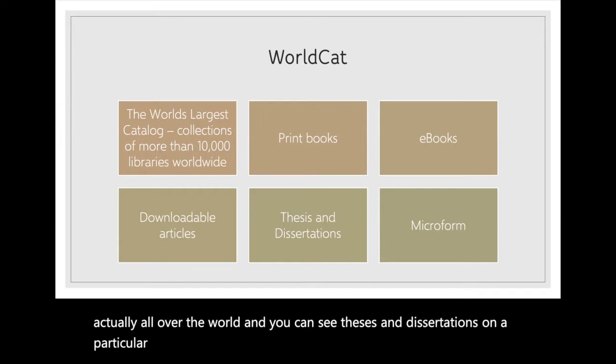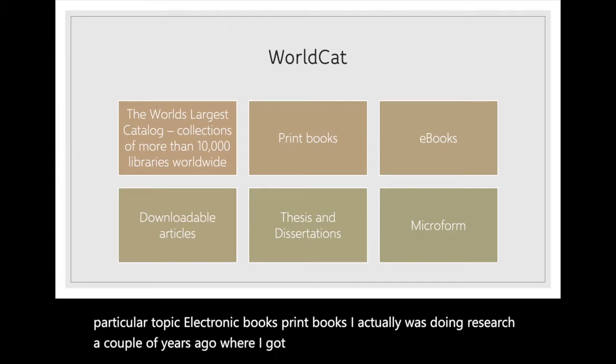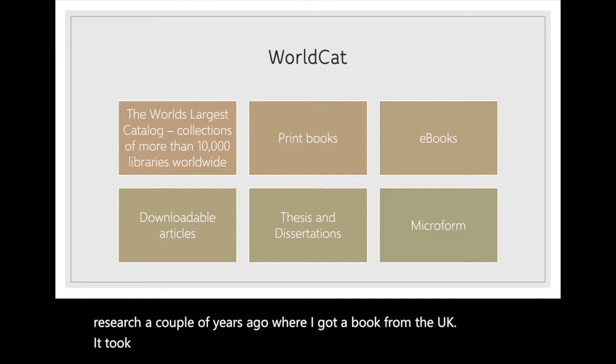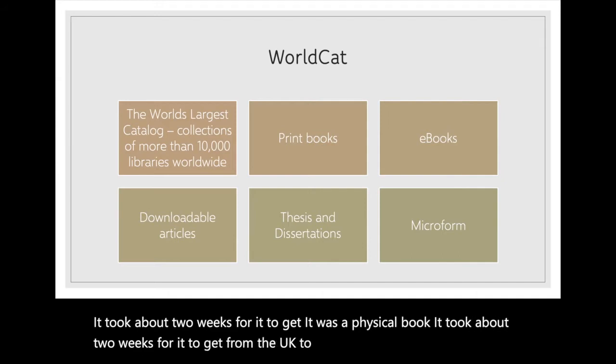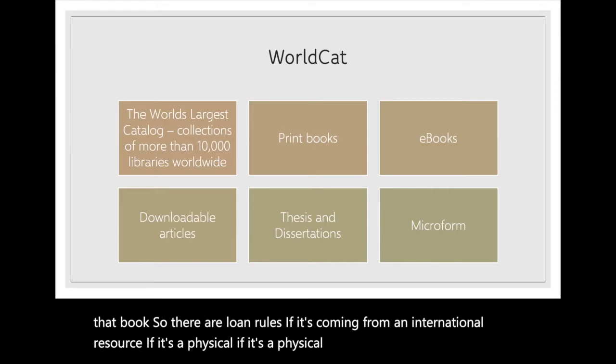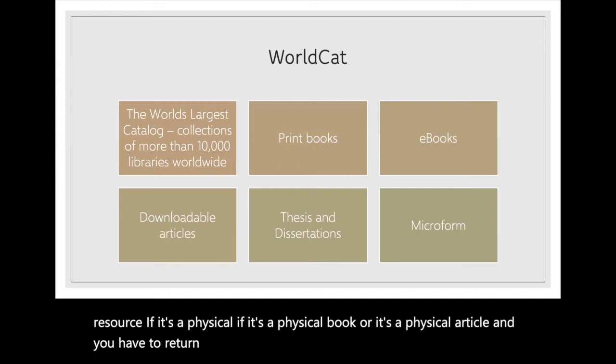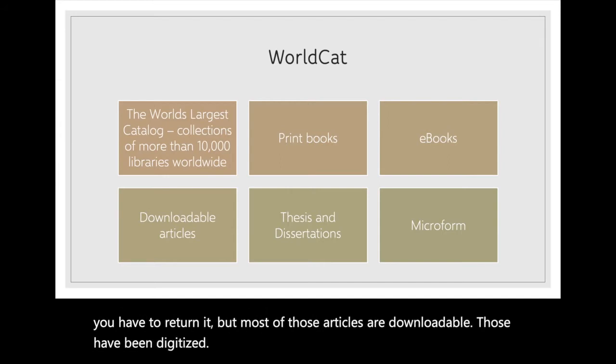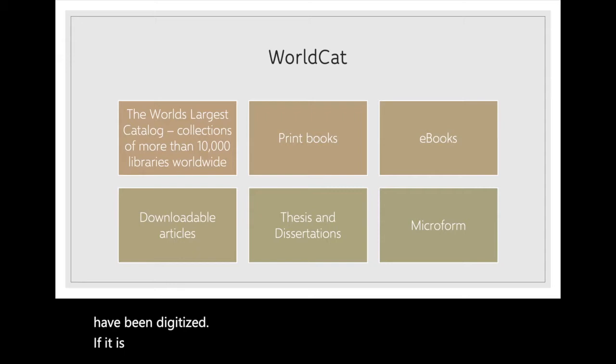Electronic books, print books. I actually was doing research a couple of years ago where I got a book from the UK. It took about 2 weeks to get from the UK to the US, and I had 30 days to use that book. So there are loan rules if it's coming from an international resource, if it's a physical book or a physical article and you have to return it. But most of those articles are downloadable. Those have been digitized. So if it is actually available, you'll get access. You can actually download that article.